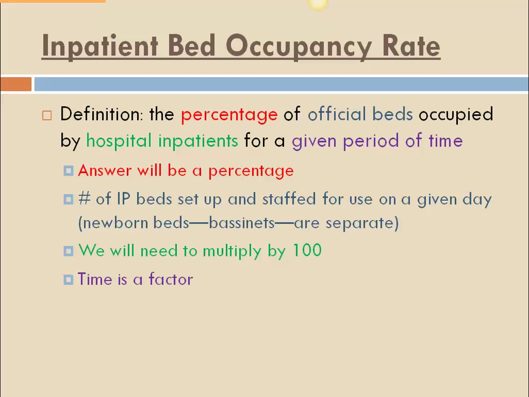The next thing that we can tell from our definition is it talks about official beds, and that's not as simple as it sounds. There is a specific definition for official beds. The official beds is the number of inpatient beds that is set up and staffed for use on a given day. So the hospital bed has to be one that is ready to go. It's in an area of the hospital that's not under construction or anything like that, and it's open and there is adequate staff to take care of a patient in that bed or in that room.